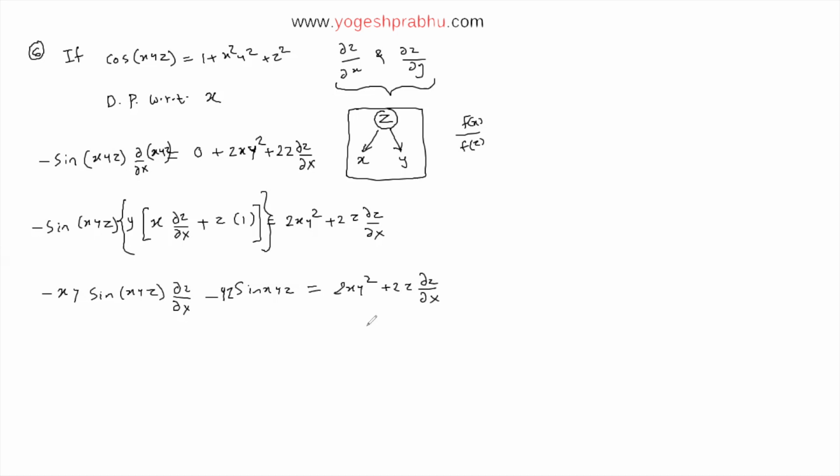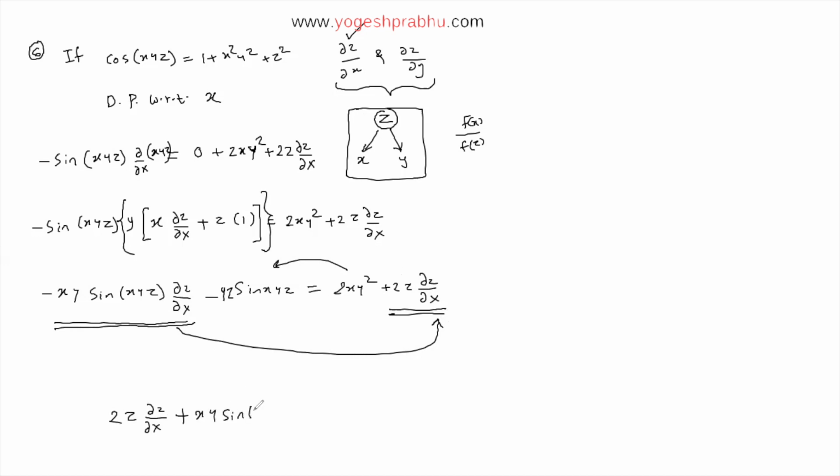Now you're supposed to find del Z by del X, right? So why don't you club this term with this term? I'll take this on the other side, and this term on the other side. Tell me what you will get. 2z del Z by del X plus, this goes on the other side, XY sine XYZ. I can take del Z by del X common. Is it correct?